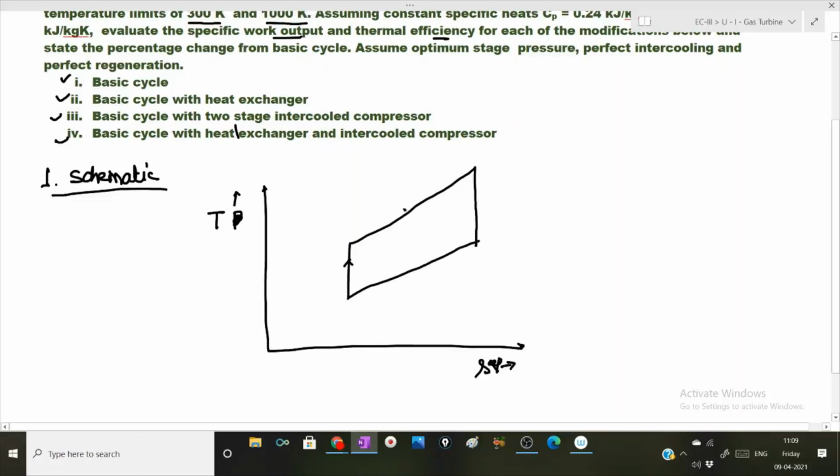So this is the basic cycle: 1, 4 dash, 6 and 7. Deliberately I am giving the name like this in this fashion. Okay. So 1, 4 dash, 6, 7 is basic cycle.